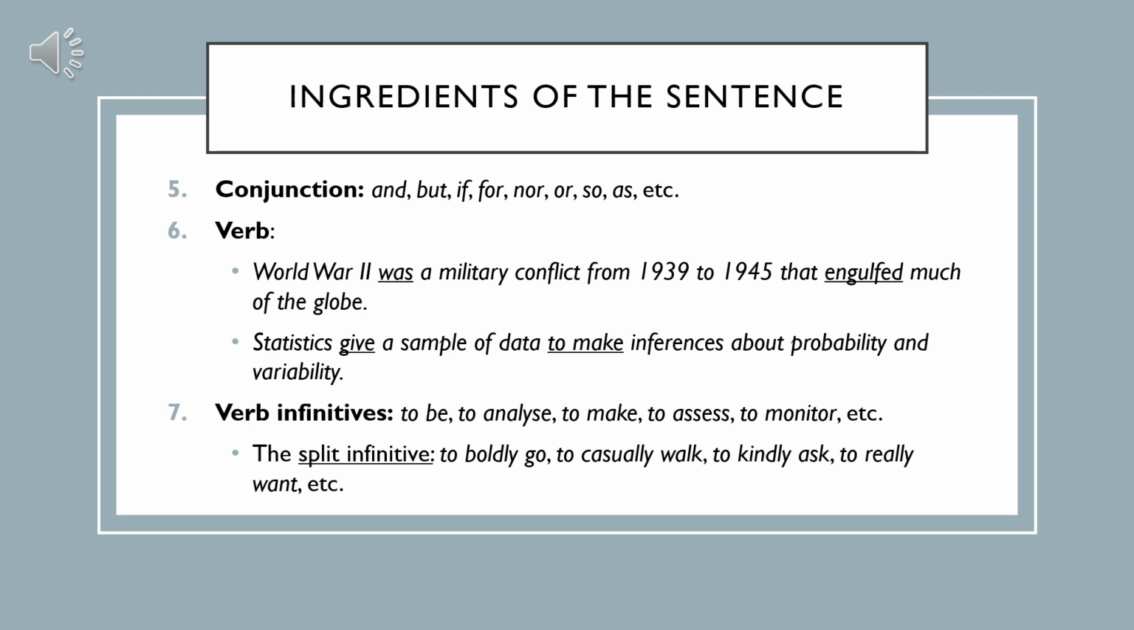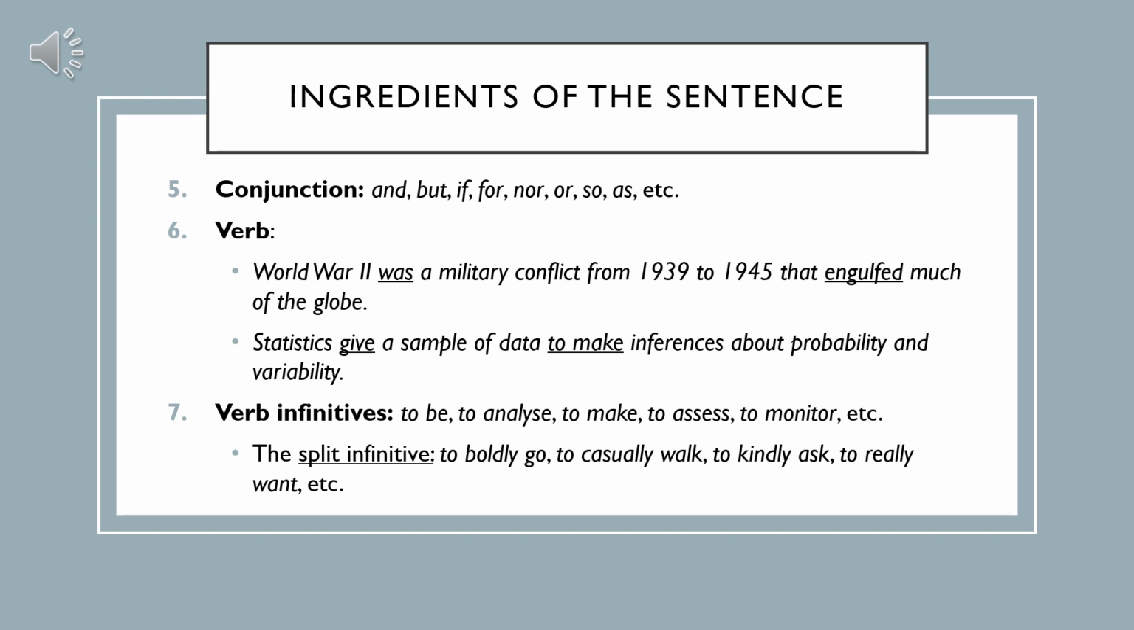Importantly, all verbs have a correlating verb infinitive. The verb infinitive is its basic form. In other words, this action word hasn't been conjugated to fit a particular noun or tense. For example, to be, to analyze, to make, to assess, and to monitor are all verb infinitives. Nothing has been done to them yet, and they aren't related to a particular noun or a particular tense.